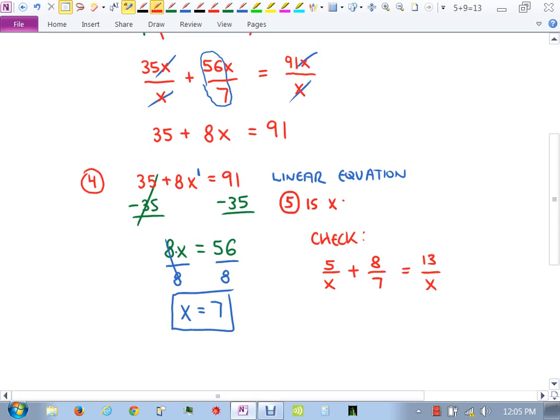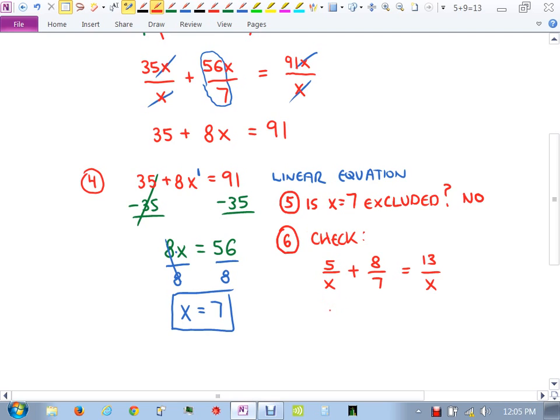Is x equals 7 excluded? No. That means that can be an answer. It's okay to have that as an answer. Y'all see where I stuck the 5 in there? Is x equals 7 excluded? No. What was the only excluded value we had? 0, right? Okay. So now I'm going to step 6, check it.